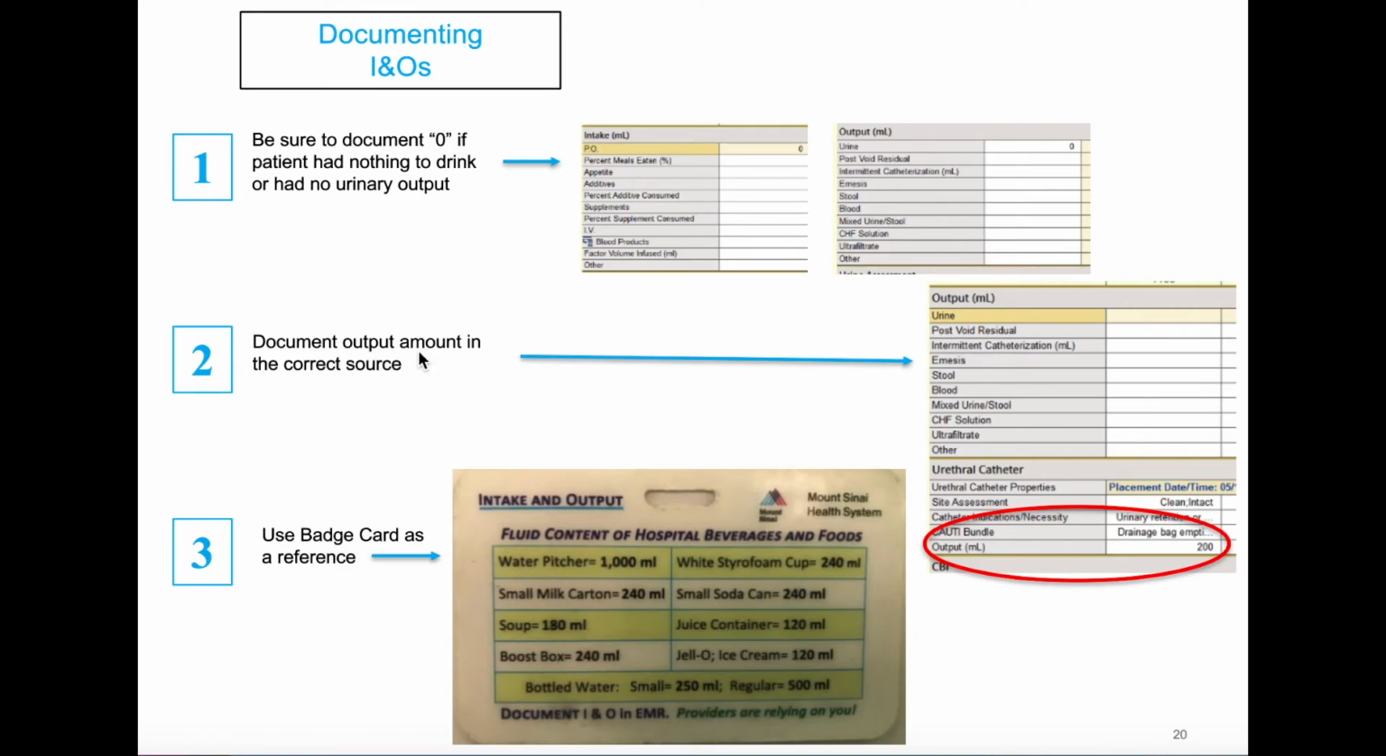Document the output amount in the correct source. So let's say the patient had emesis. You document the output for the emesis right over here. If the patient has a Foley, you would document the output right over here. And here's a useful badge card to help you remember how many mLs are, for example, in a small soda can, which would be 240 mLs, or in a white styrofoam cup, 240 mLs. This will help you calculate your intake and output during your shift.